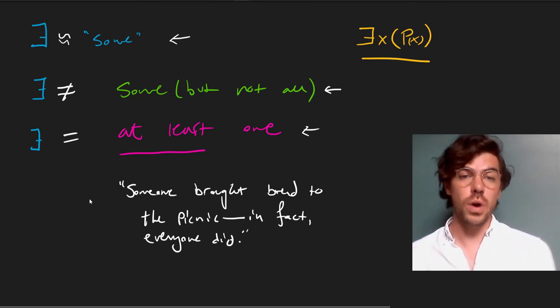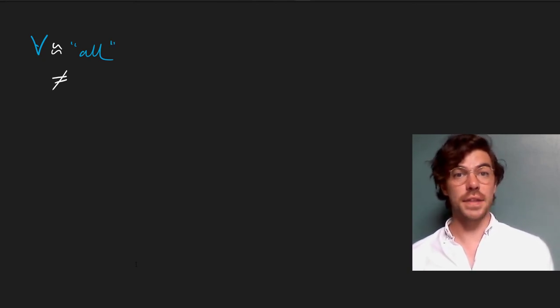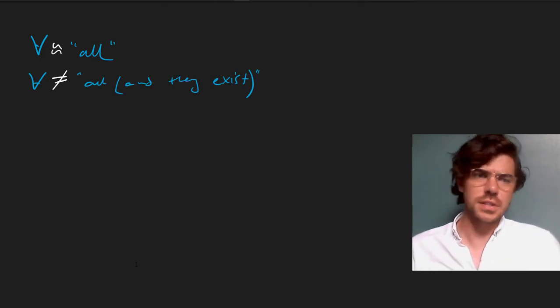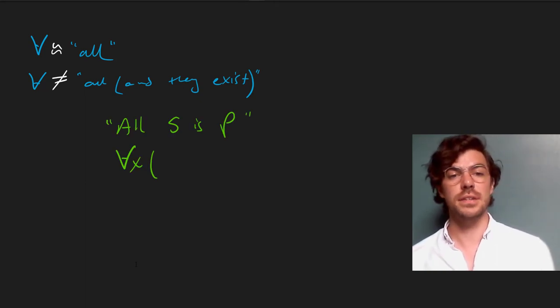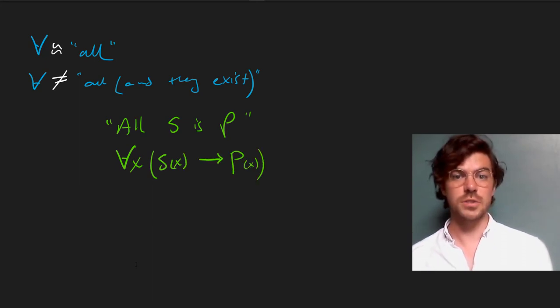As for the universal quantifier, we've already seen that it's roughly equivalent with the English "all," except that we tend to use English "all" to mean "all, and there are indeed some." So we tend to use it in the sense of "all," but with the implicit assumption that the things that we're talking about exist. The problem is that the sentence "all S is P" is properly symbolized in FOL as for all x, if x is S, then x is P.